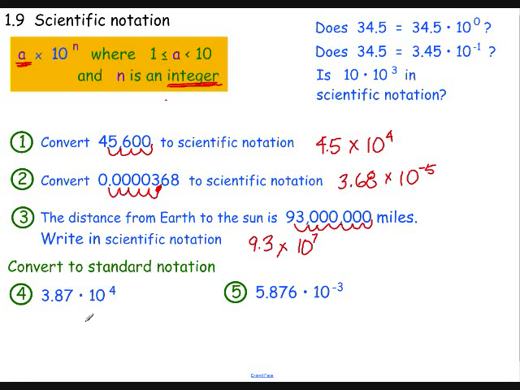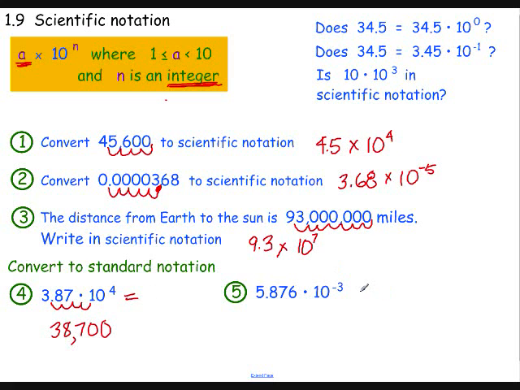Convert it to standard notation. So this is going to make a larger number, right? So we're going to go 1, 2, 3, 4 places. That would be 38,700.